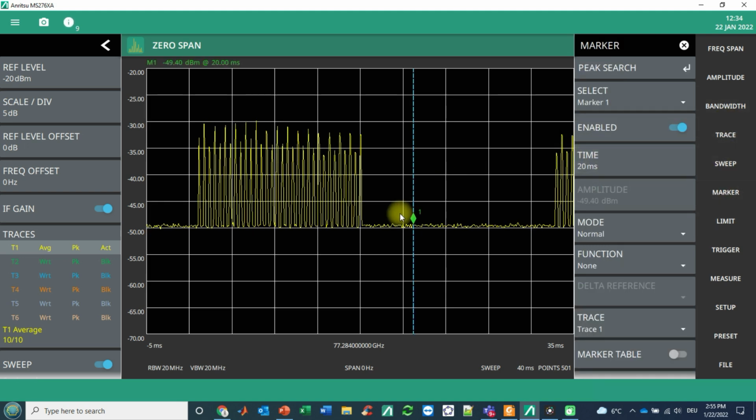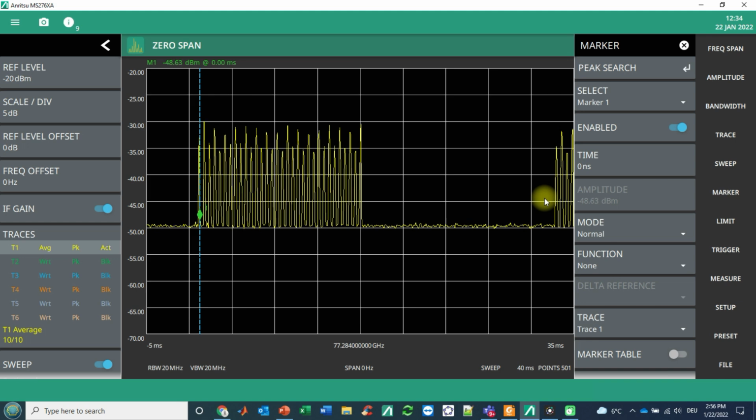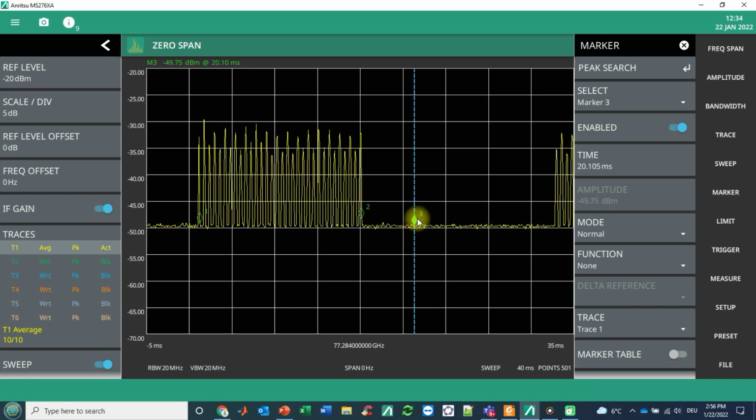We are switching on marker 1, and we are putting this to 0 microseconds. Now we are switching on marker 2, and we are adjusting marker 2 in a way that we can measure here really the chirp time frame. So this is around 15 milliseconds. We are switching on marker 3. And with marker 3, we would like to measure the frame periodicity.